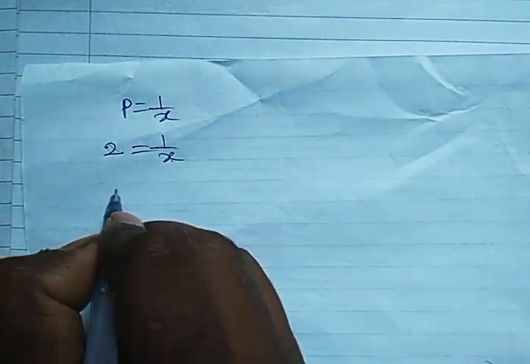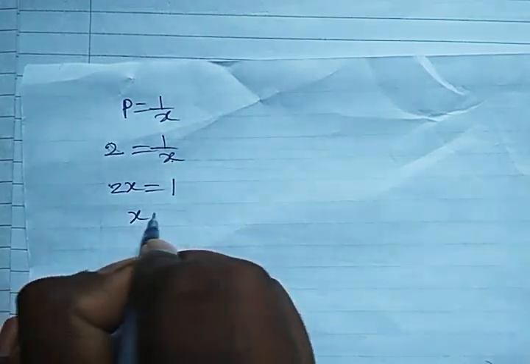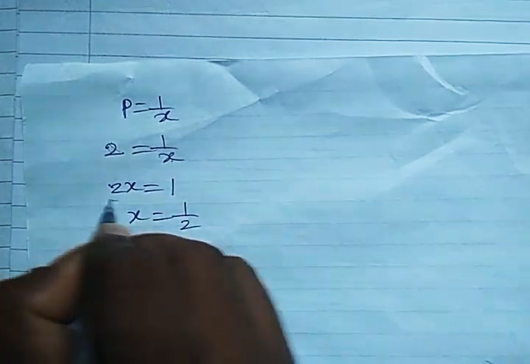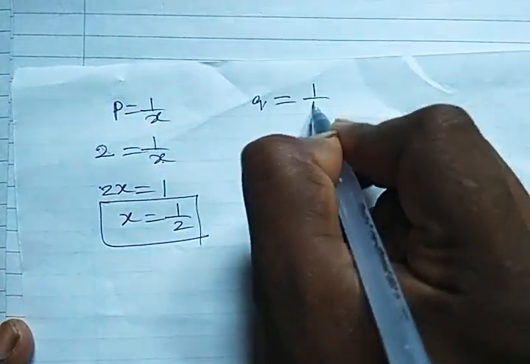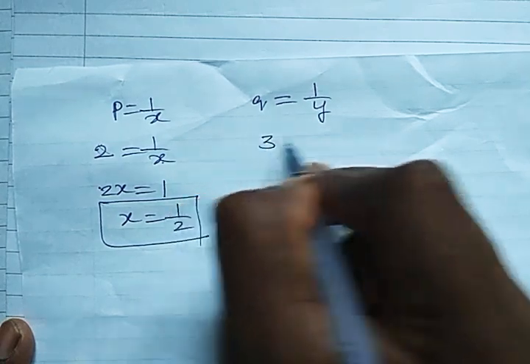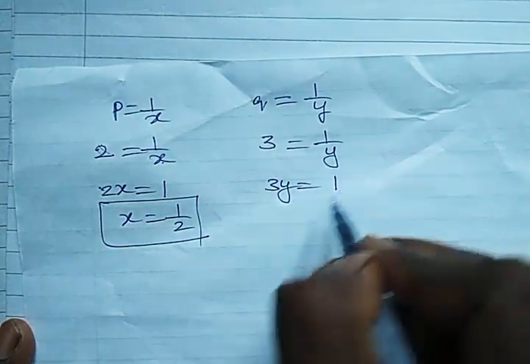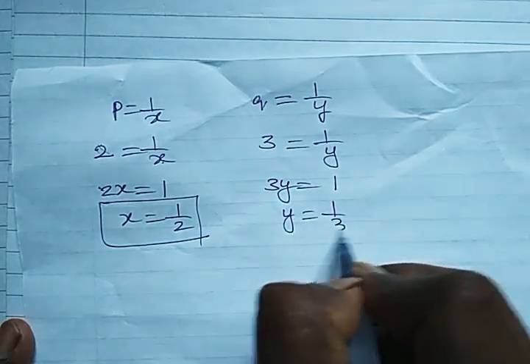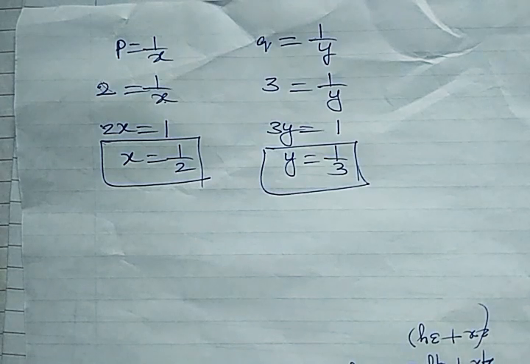Now x comes this side, it is 2x is equal to 1. Then x is equal to 1 by 2. So x value is 1 by 2. What about q? Q is equal to 1 by y we have taken. Q value we got is 3, so 3 is equal to 1 by y. Y comes this side, 3y is equal to 1 and y is equal to 1 by 3. So we have got xy values just like in the previous exercise.